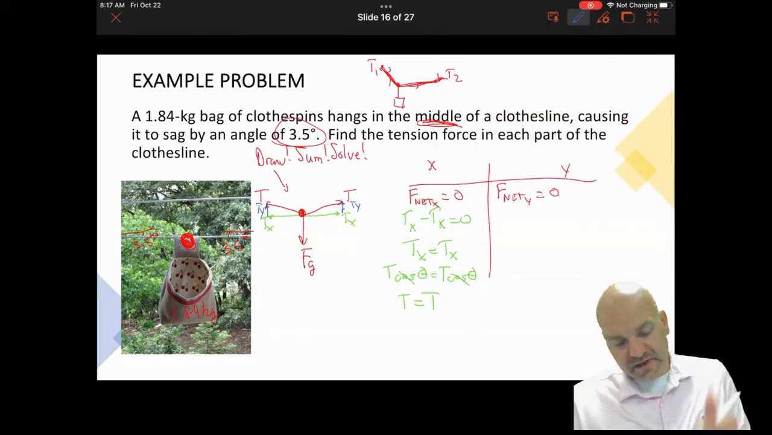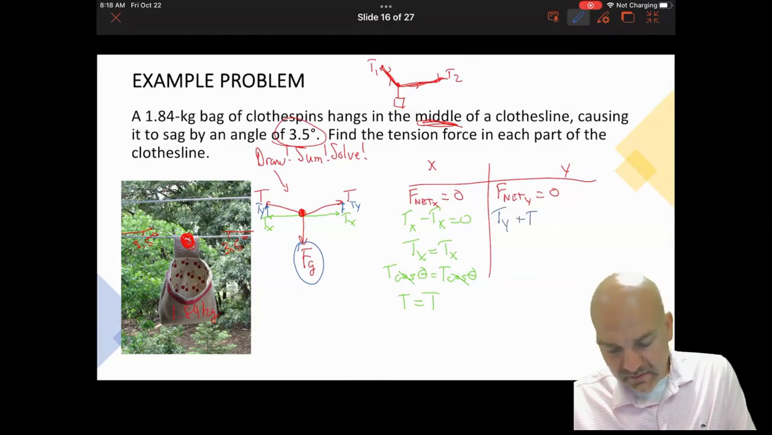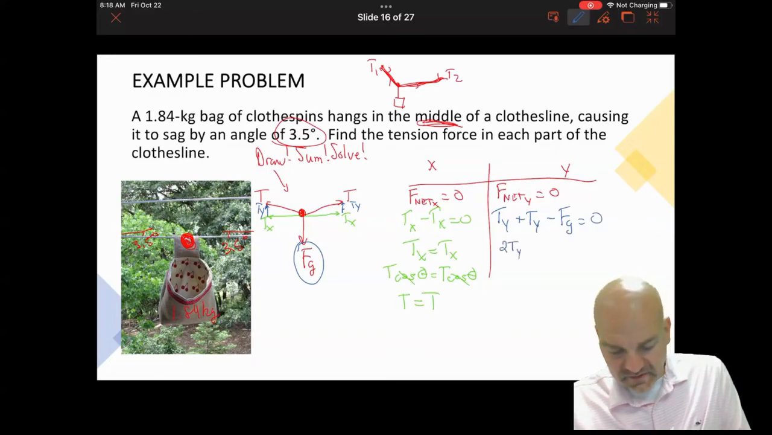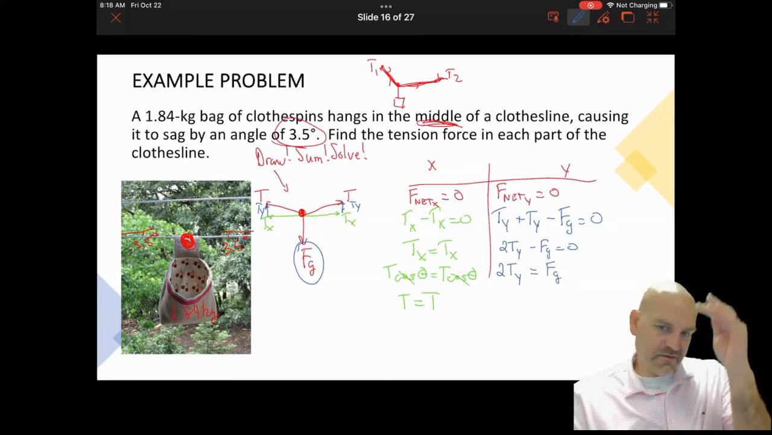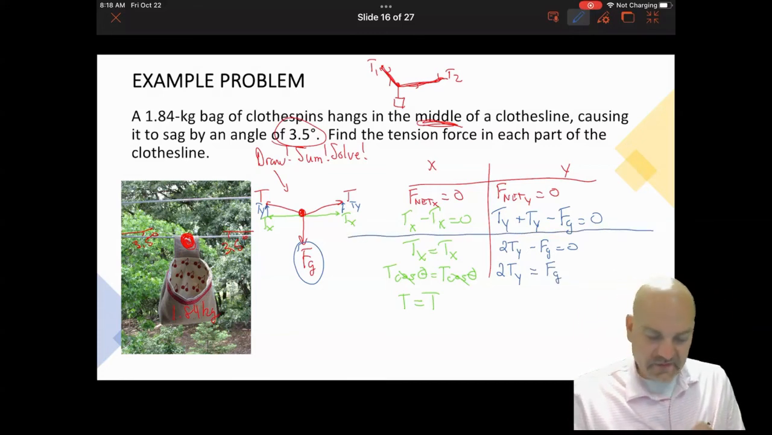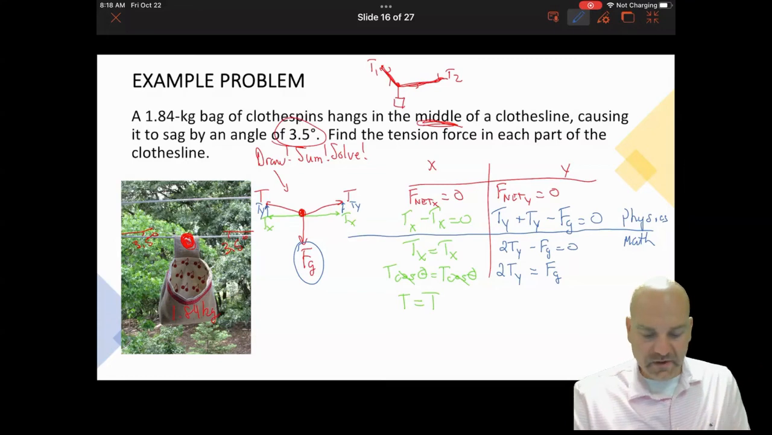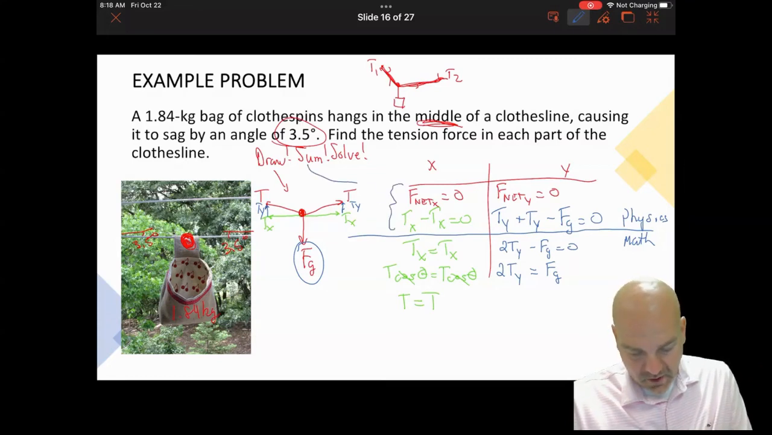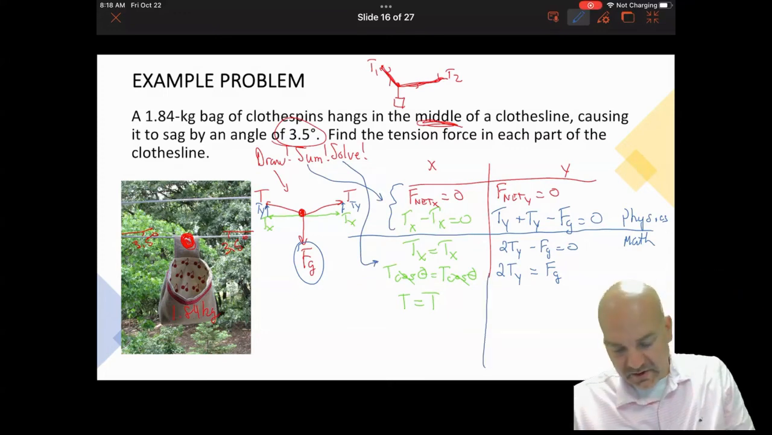Now, where we're going to find it is the y direction, because in the y direction, we have the added force of the weight. So we're going to have Ty plus Ty minus Fg equals 0. So this basically tells me I have 2 Ty minus Fg equals 0. So 2 Ty equals Fg. I'm just doing my algebra. Remember, physics stops at this point, and math takes over down here. So these are our sum step, and now we've moved into our solve step. Sorry, I should have distinguished the movement from one step to the other.